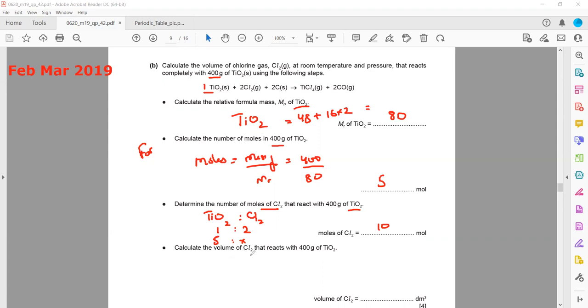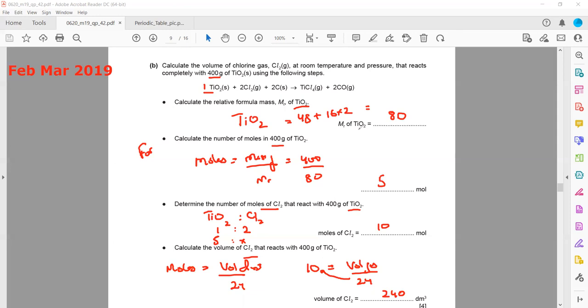The last part, we have to calculate the volume. So how to work out the volume from the moles, because we got the moles of chlorine. The formula is moles equal volume of the gas in decimeter cube divided by 24. The moles are 10. The volume of the gas we don't know, divided by 24. So if 24 is divided on one side, on the other side it will be multiplied. So 10 multiplied by 24 equals 240 decimeter cube or dm cube of chlorine.